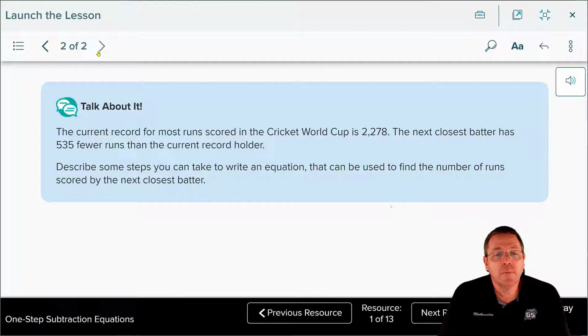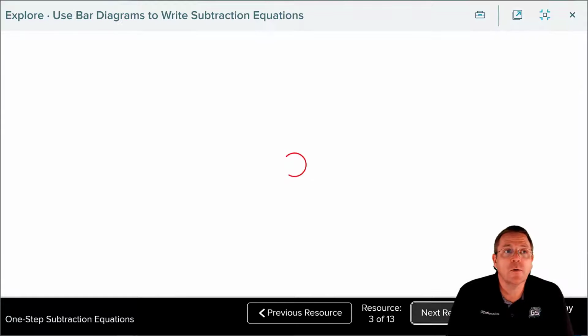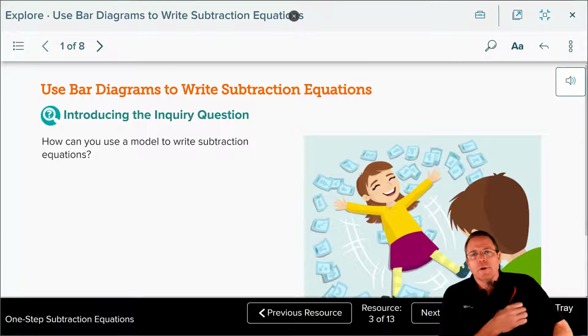Describe some steps you can take to write an equation that can become useful to find the number of runs scored by the next closest batter. These are some of the things we're going to learn how to do in this lesson. Alright, now we're going to do our inquiry question, which says, how can you use a model to write subtraction equations?